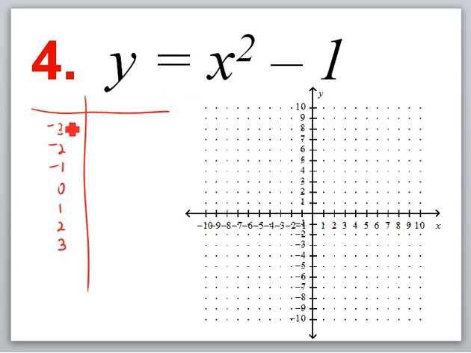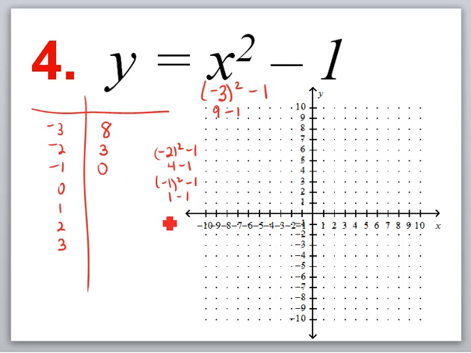So I have to plug in -3 here. So I'm really saying -3 squared minus 1. -3 squared is 9. 9 minus 1 is 8. The next thing I'll plug in is -2. So -2 squared minus 1. That's 4 minus 1, which is 3. Then I'm going to plug in -1. So -1 squared minus 1. That's 1 minus 1 is 0.